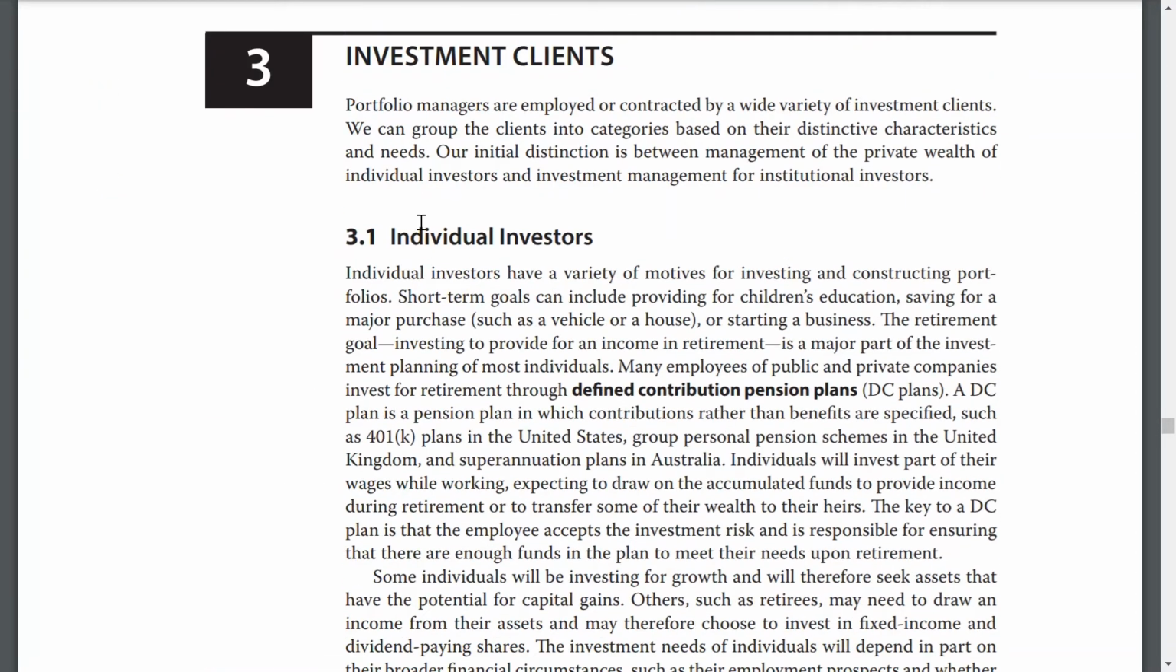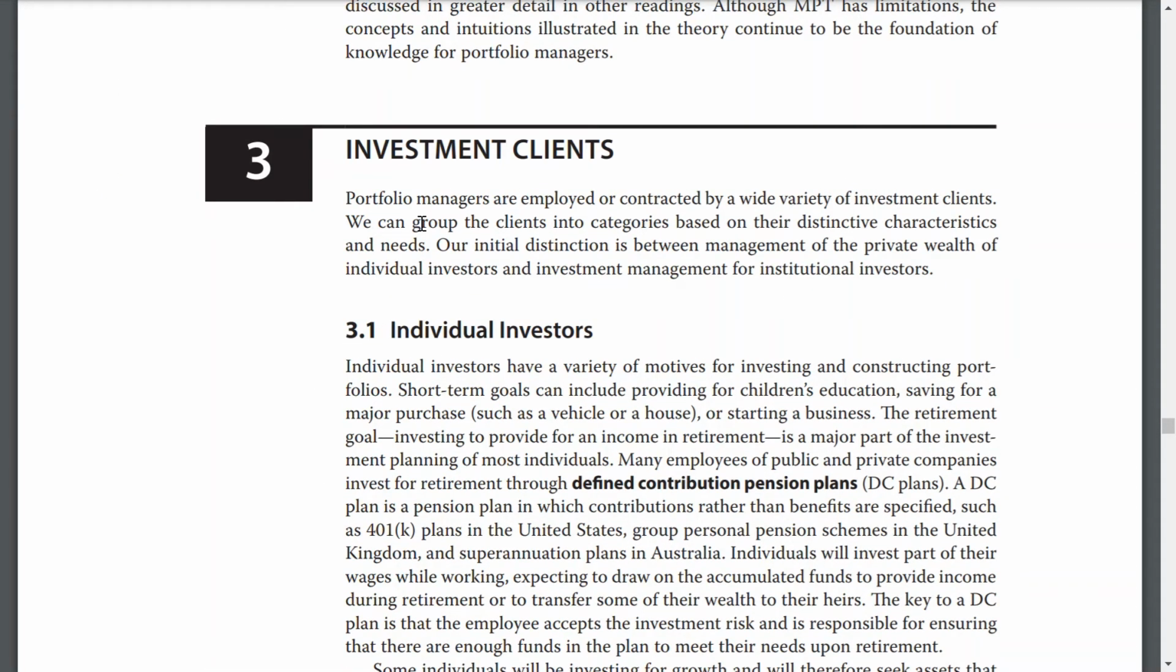Investment clients. Portfolio managers and employees can be contracted by a wide variety of investment clients. We could group the clients into categories based on their distinctive characteristics and needs. Our initial distinction is between the management of private wealth of individual investors and investment management for institutional investors.